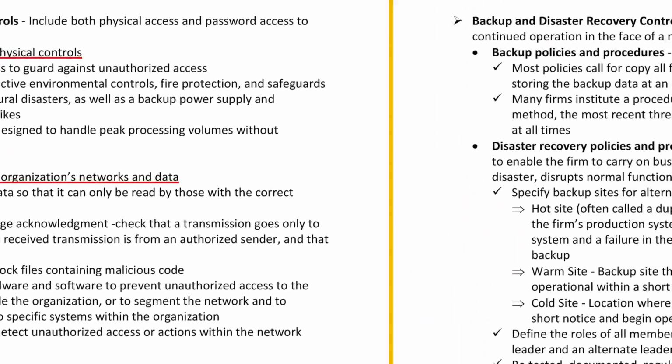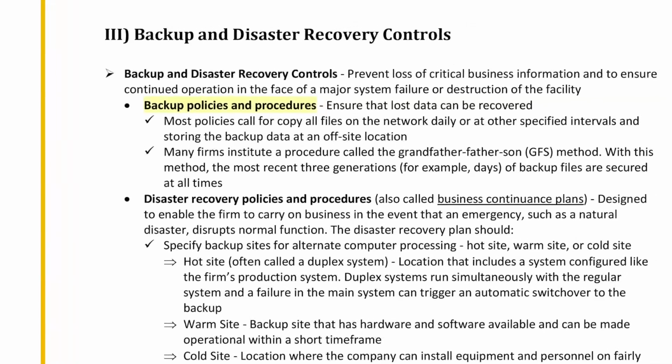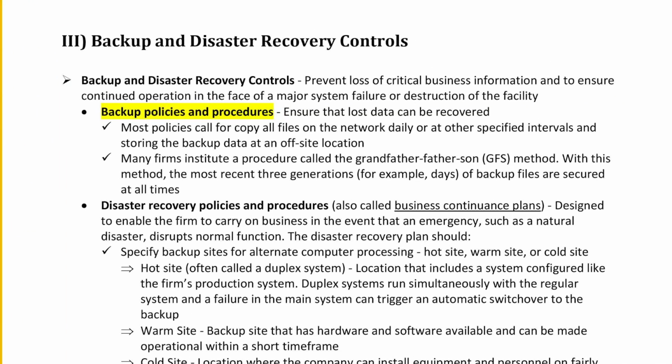On page 31, we're looking at backup and disaster recovery controls. Highlight backup policies and procedures which ensure that lost data can be recovered. Now, most policies call for copying all files on the network daily or on other specified intervals and storing the backup data at an off-site location. Many firms institute a procedure called the grandfather father son method. With this method, the most recent 3 generations, let's say the last 3 days of backup files, are secured at all times.